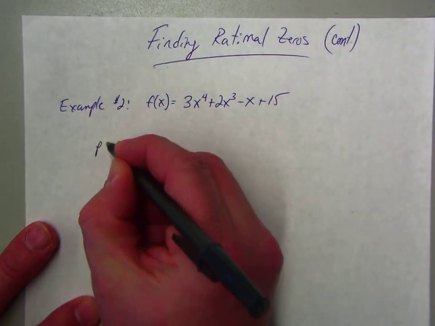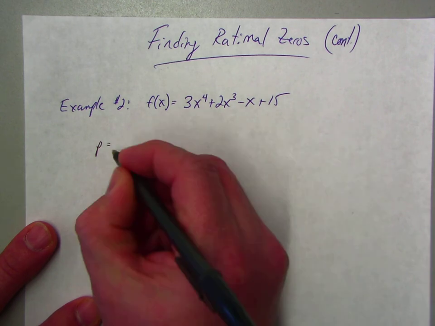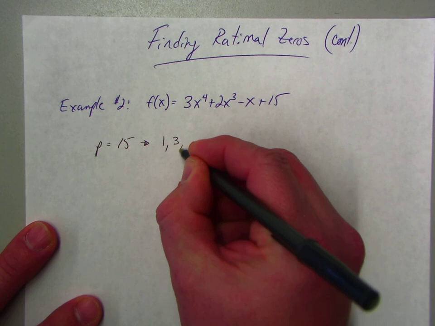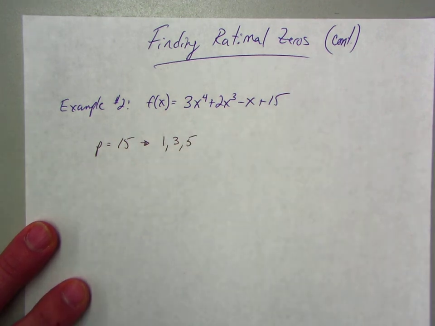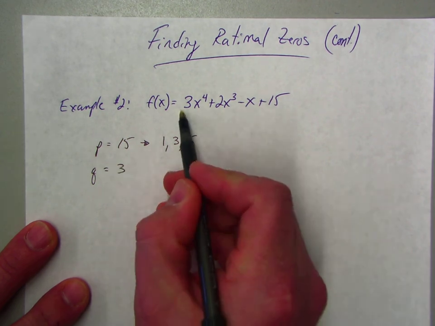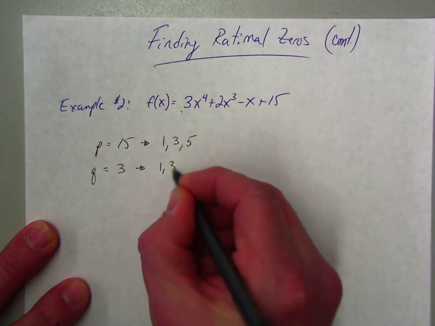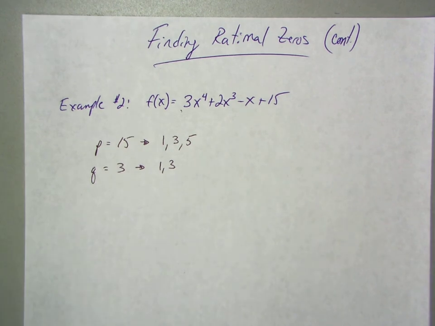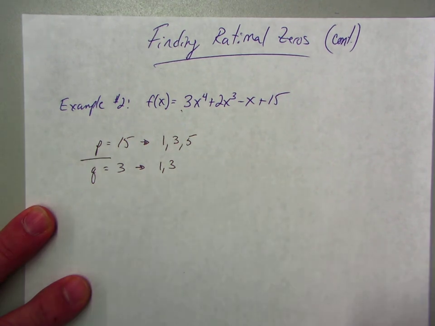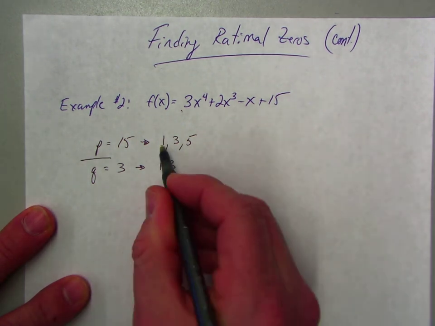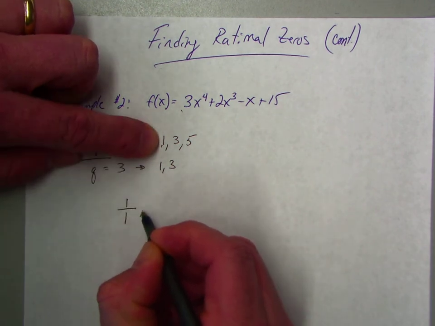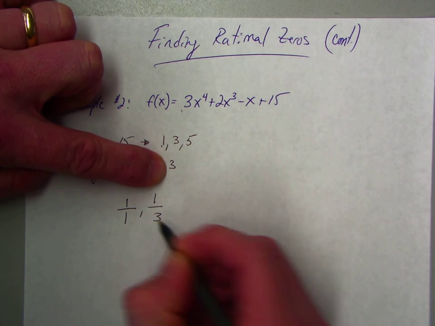So P will be 15. The factors of 15 are 1, 3, and 5. And then Q, the leading coefficient, is 3. The factors of 3 are 1 and 3. Now we're going to make them as a fraction. I like to do the first P, 1, so I'm going to do 1 over 1, 1 over 3.